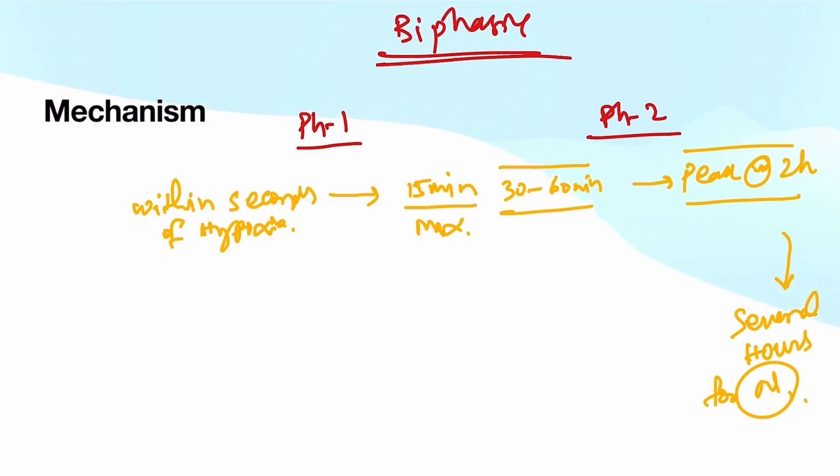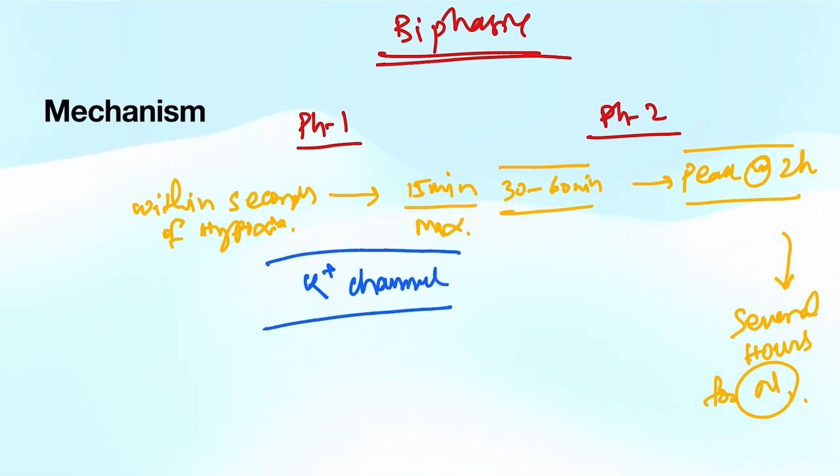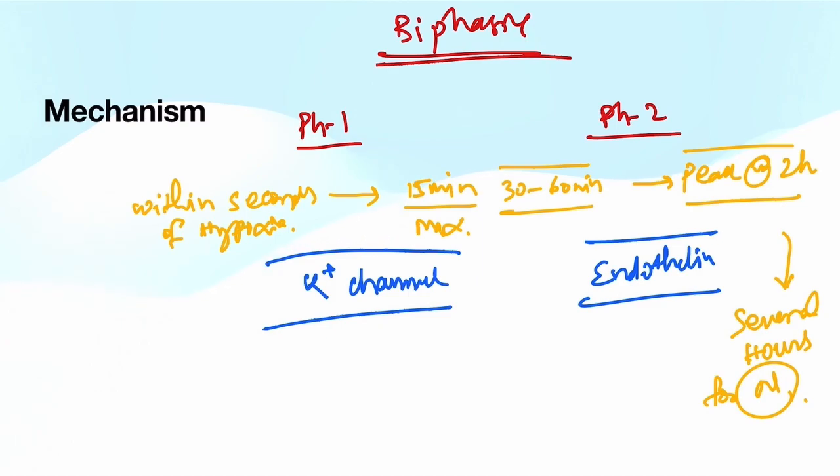So what is the predominant mechanism for phase 1? It is the potassium channel for phase 1, and it's the endothelin mediated mechanism for phase 2, right?